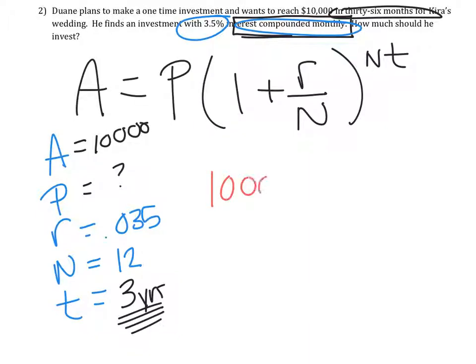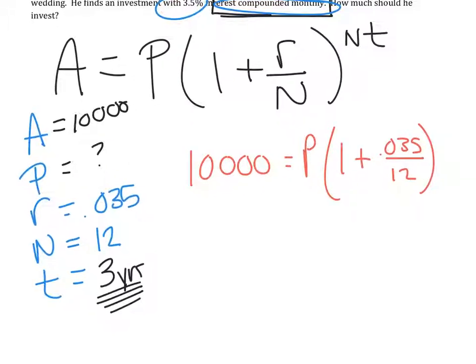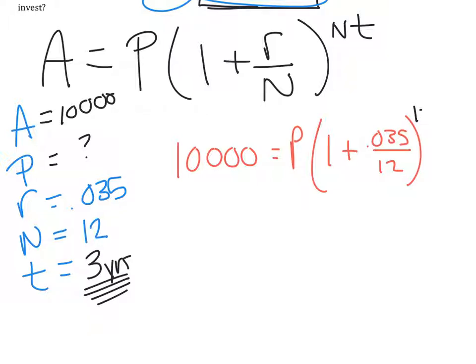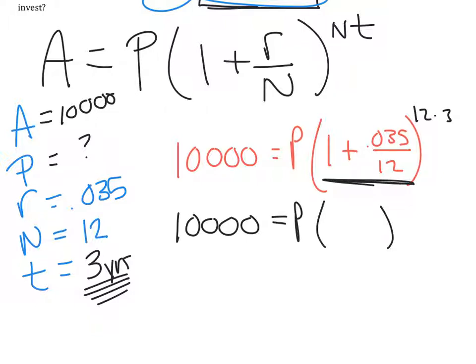So now that we've got the big dogs listed, let's go ahead and stick them in the formula. I've got 10,000 equals my p, what I'm looking for, 1 plus 0.035 divided by 12, raised to the 12 times 3. And again, the more you clean up, the easier your math will be. So I'm just going to carefully type this in, this 1 plus 0.035 over 12. I get some hideous decimal, of course.